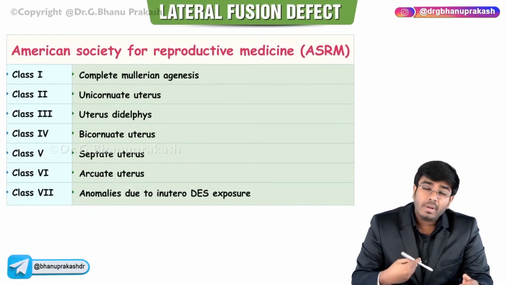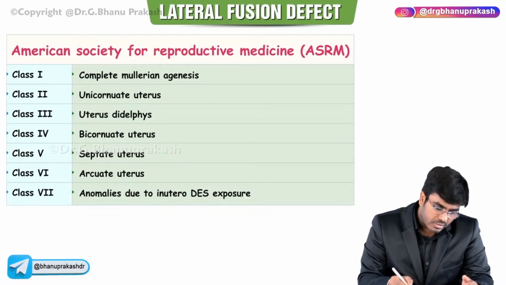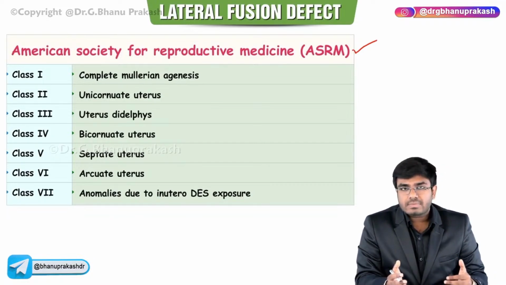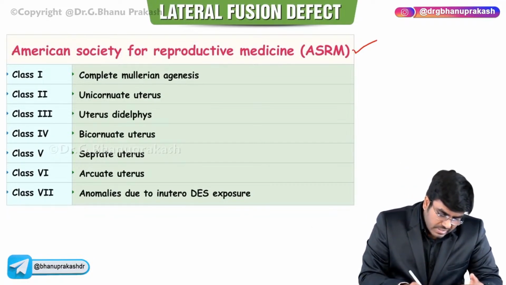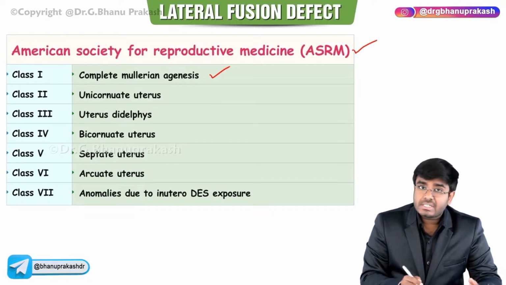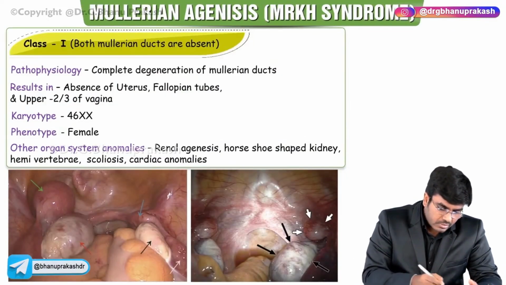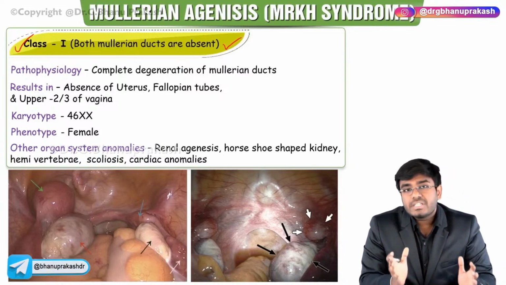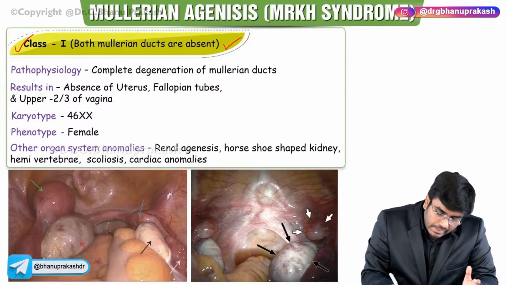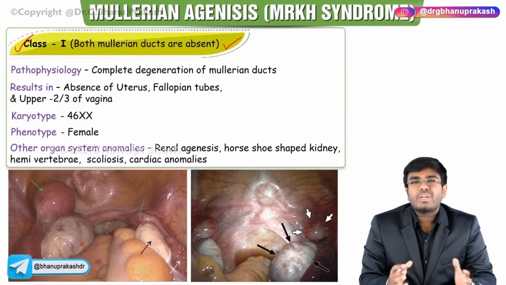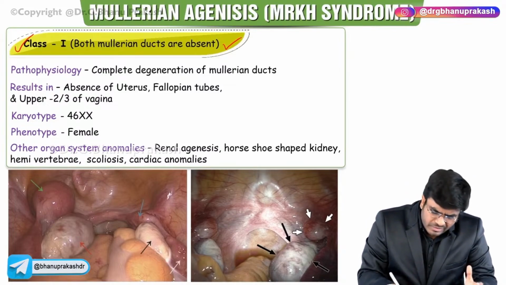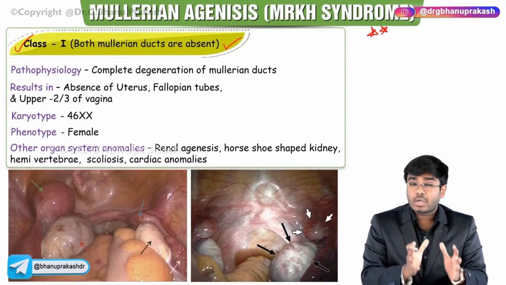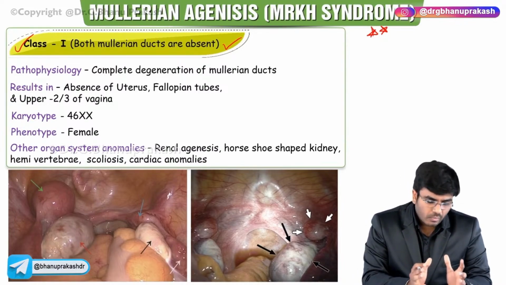Now, all those problems were classified by the American Society for Reproductive Medicine, ASRM, into different classes, which we will discuss now. So, the first class is complete Mullerian agenesis. Let's talk about that first. Class 1 is Mullerian agenesis, which is also known as MRKH syndrome, Mayer-Rokitansky-Kuster-Hauser syndrome. Knowing this name is not that important, but the concept of Mullerian agenesis is very much important. What is the concept?